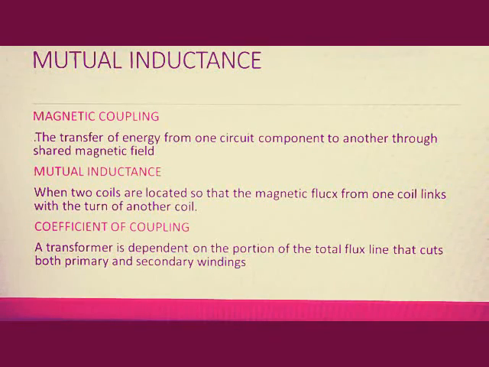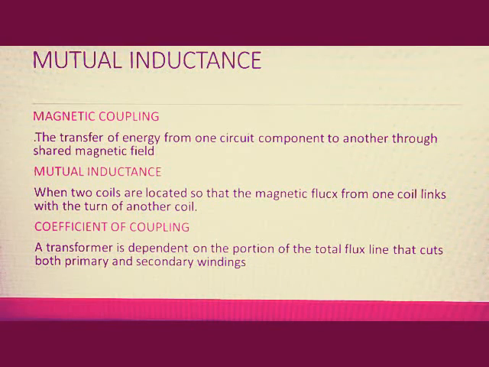Mutual inductance. Mutual inductance is when two coils are located so that the magnetic flux from one coil links with the turns of another coil. The coils are referred to as coupled. The transformer in an AC circuit is a common example of mutual inductance.